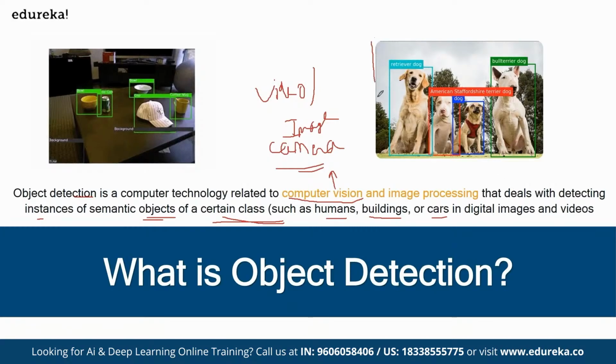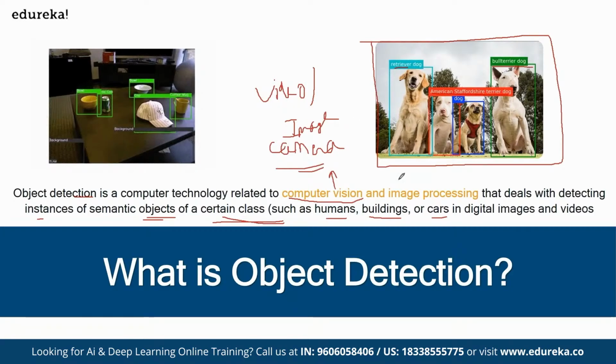Now in this example, this is the image that I have given as an input, and I'm detecting what are the objects present in this image. So in this example, I have a retriever dog, an American Staffordshire dog, and there is one more dog. I think I am unable to see its complete name. It is another variant of the dog, so this is one more breed of dog. Along with saying what exactly is present in the image, I am drawing a bounding box around it, which says where exactly that specific object is present.